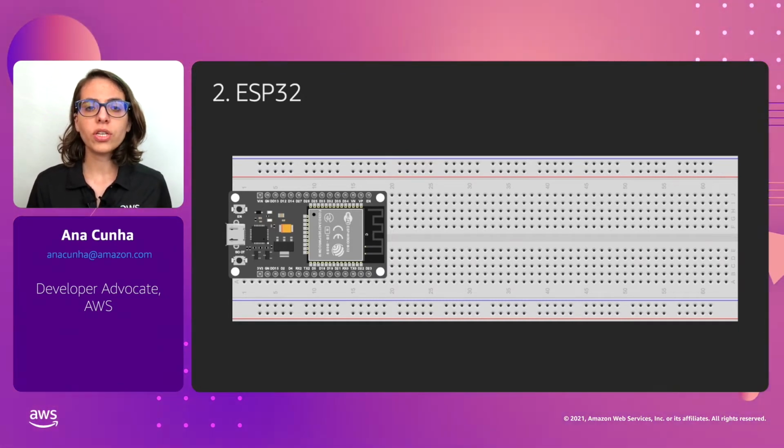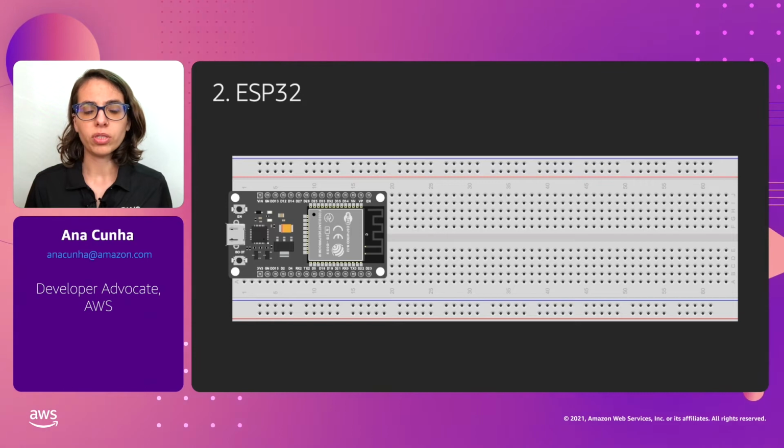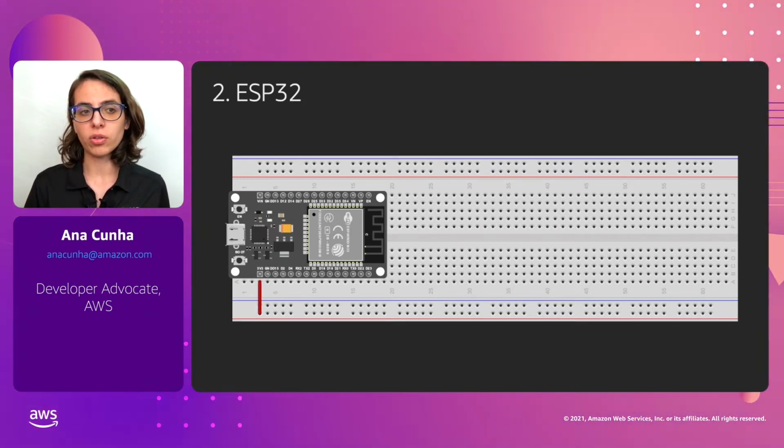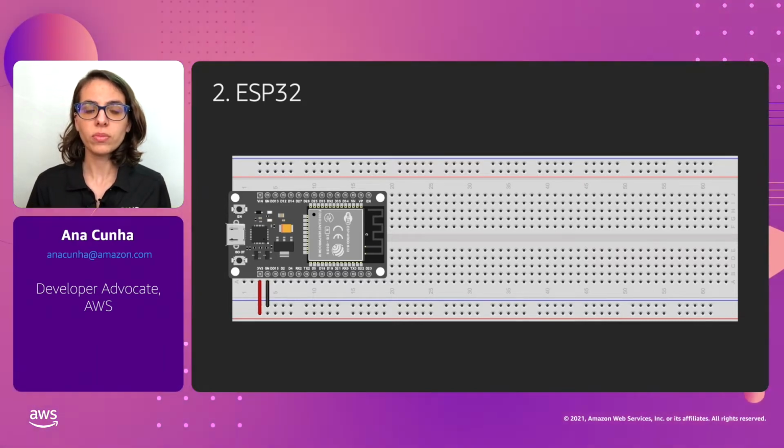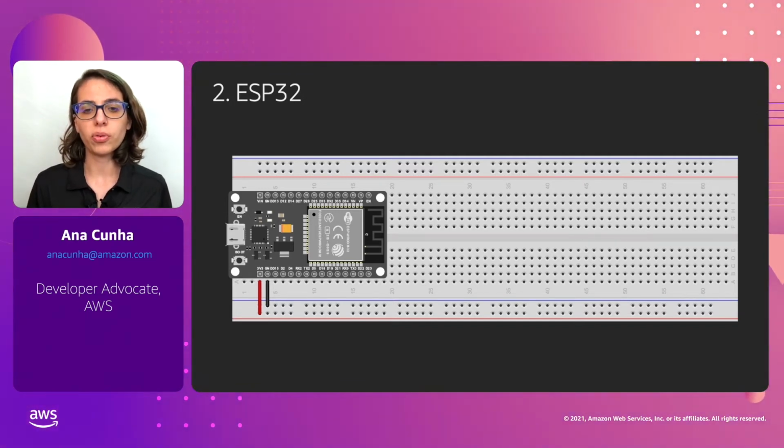Okay, so the first thing we usually do here is connect the power from the ESP32 to the red bus strip on the breadboard. We're also going to connect the ground pin on the ESP32 to the blue bus strip on the breadboard. From here, we can use the bus strip to connect both power and ground to the other components that will be used.